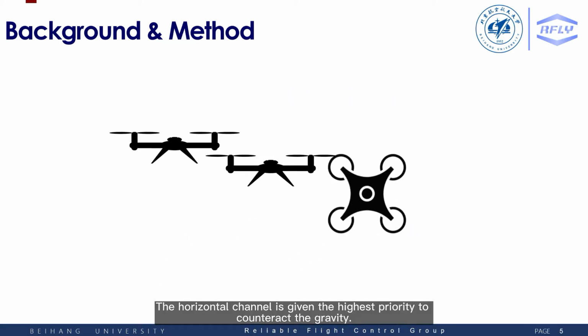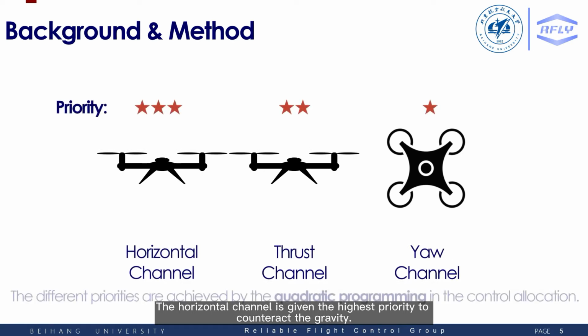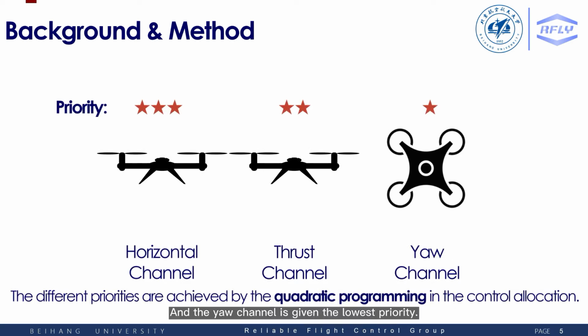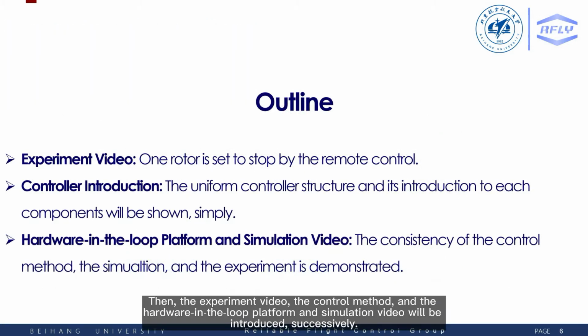The horizontal channel is given the highest priority to counteract gravity, and the yaw channel is given the lowest priority. The different priorities are achieved by quadratic programming in the control allocation. Then the experiment video, the control method, and the hardware-in-the-loop platform and simulation video will be introduced successively.